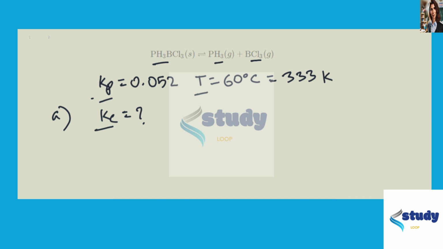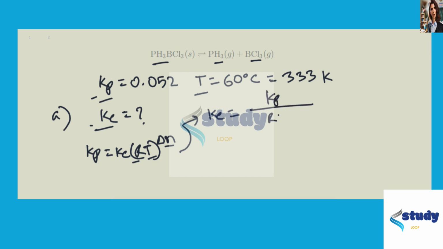that means equilibrium constant in terms of molarity. So we know that there is a relation between Kp and Kc, which is Kp is equal to Kc times (RT) whole bracket to the power del n. Here R is the universal gas constant, T is the temperature, and delta n is the difference between the number of gaseous molecules in product side and reactant side. So we can rearrange it as Kc equal to Kp over (RT) to the power del n.